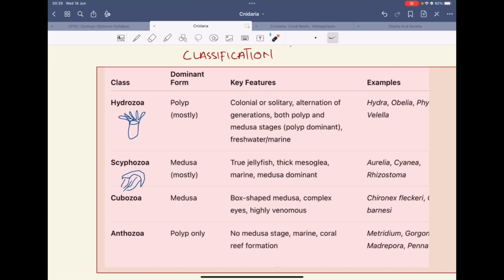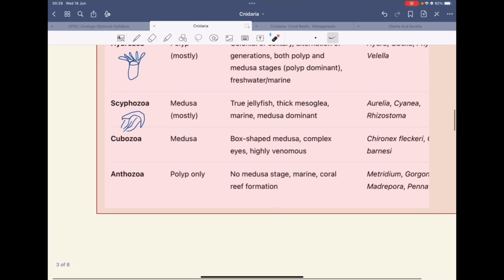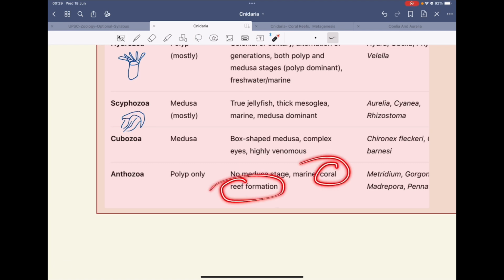In case of Cubozoa, the dominant form is medusa and they have a box-shaped medusa. They have complex eyes and these are highly venomous. For example, Chironex. Then the Anthozoa. Anthozoa include polyps only. They do not have medusa stage and they help in the formation of coral reefs. For example, Metridium, Gorgonia, there is Madrepora.